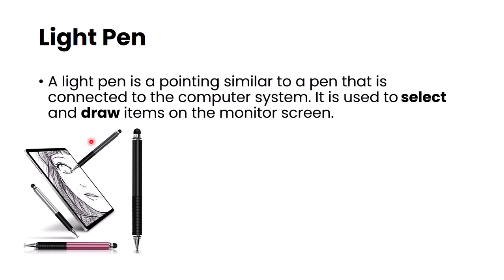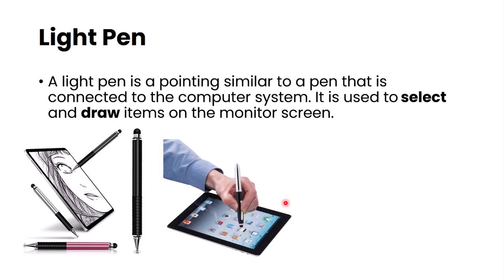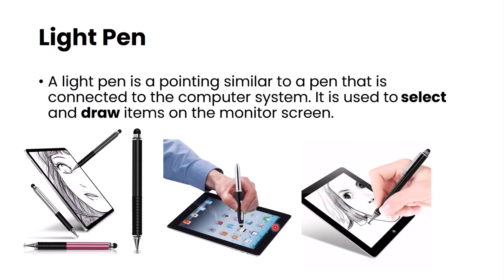So this is a light pen. You can use this light pen to draw on the screen like this. So draw on the screen. You can use it to select items on the screen as we have here, and then still on the drawing, you can use the light pen to draw.